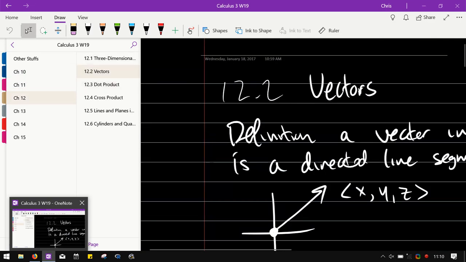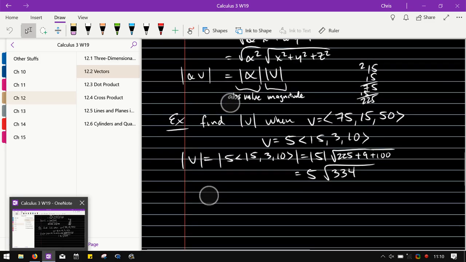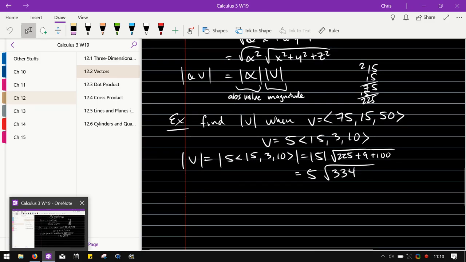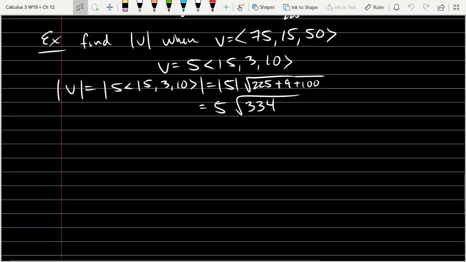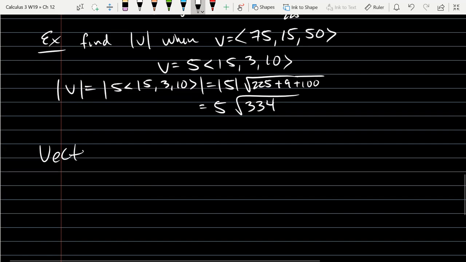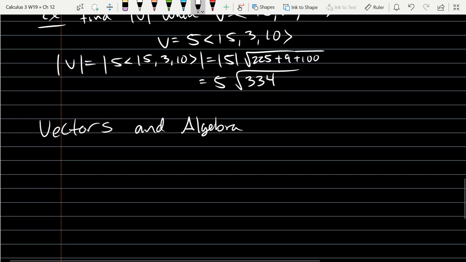So we left off on vectors. We just did some magnitudes. And we're going to look at some vector algebraic properties of vector operations. So we're going to take vectors u, v, and w, and they'll be in R^n, n-dimensional vectors.